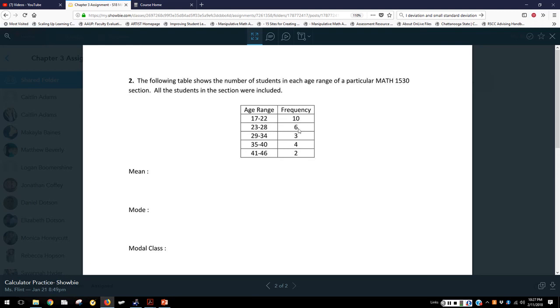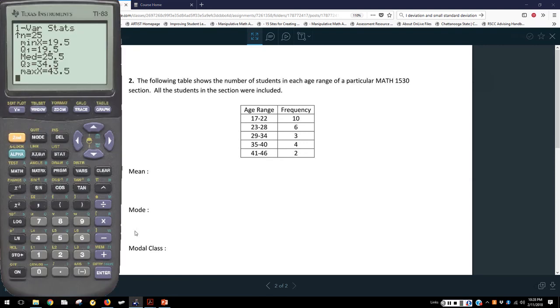You have a total of 10 plus 6 is 16, 17, 18, 19, 23, 24, 25 students. So the middle student of 25 students is going to be the 13th student. Well, if there's 10 in this class and 6 in this one, the 13th student belongs in that class. And since we don't know exactly how old that student was, we have to assume that their approximate age was 25.5.